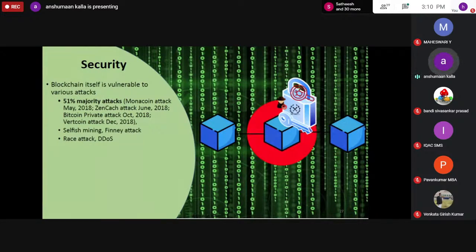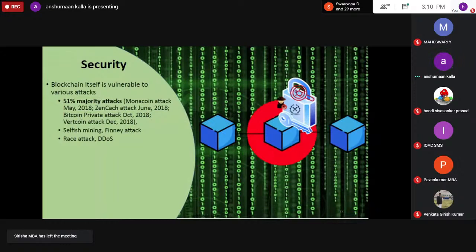Another problem is called the race attack, right? This is similar to the Finney attack. However, instead of pre-mining the block, the attacker sends two simultaneous transactions trying to spend the same money, right? One transaction is sent to the node that is directly connected to the target merchant, right? So this is a kind of attack.